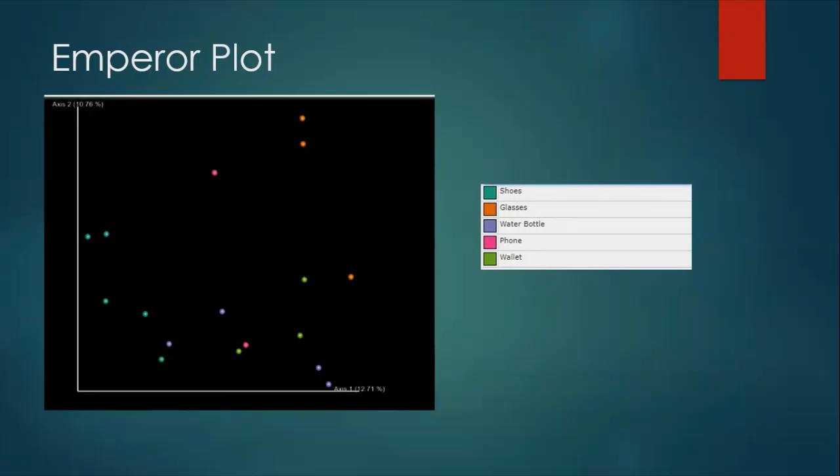However, if we look at the emperor plot here, when we're looking at shoes, you can see 1, 2, 3, 4, 5, that the 5 samples of the shoes are all quite close together. So there does appear to be some clustering. This indicates that there probably is some sort of difference between the shoes and the rest of the data, so it is worth further investigation.